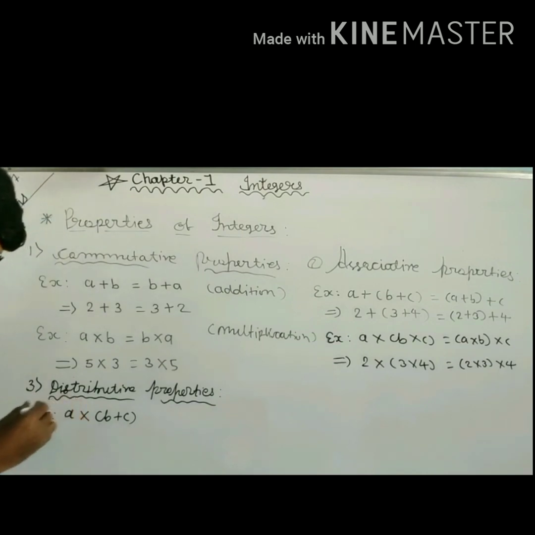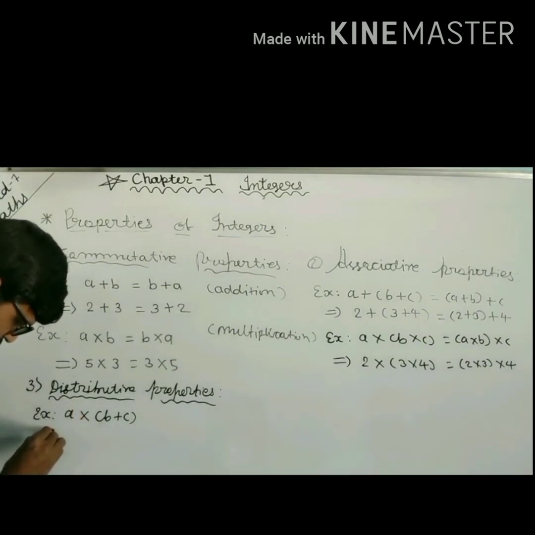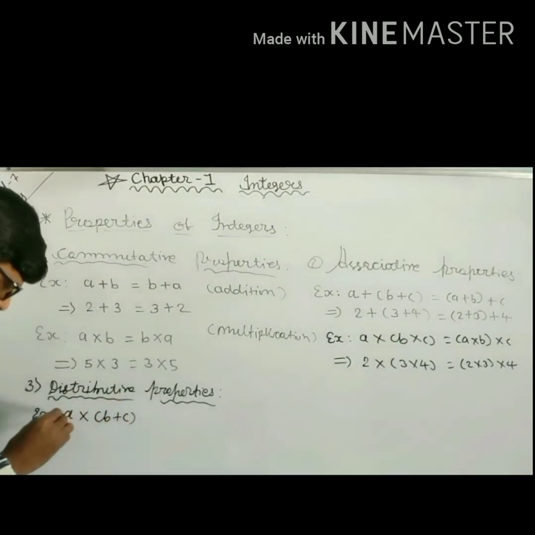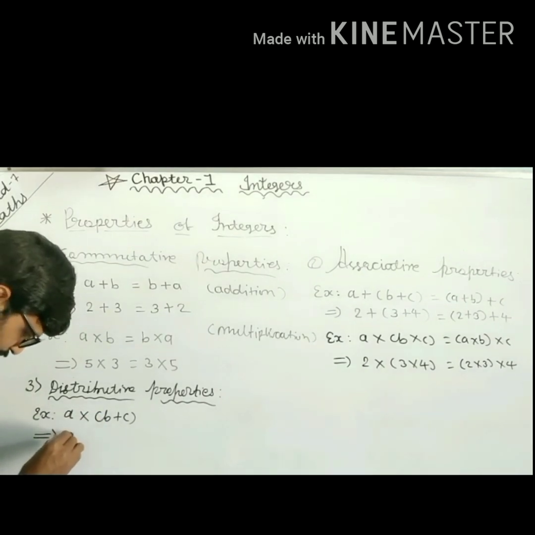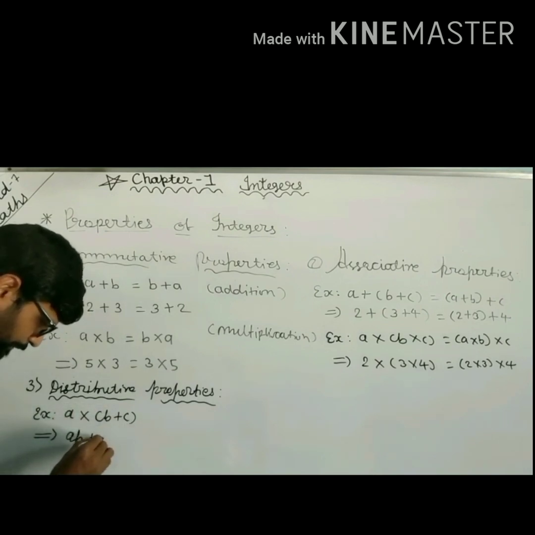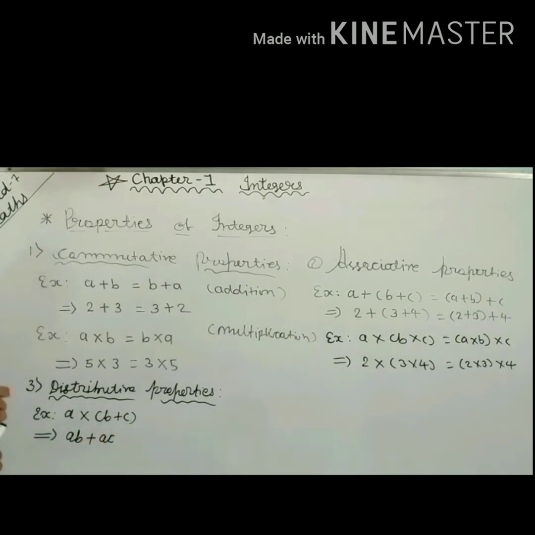Now, what will be the answer? We can multiply a with the whole bracket. So a multiply b means ab, then plus ac. This is your answer. If ab plus ac is given, then you can write a within the bracket b plus c, because a is common here. Is that clear to everyone? Distributive property means distribute the number. Here it will be distributed as a multiply b plus c.